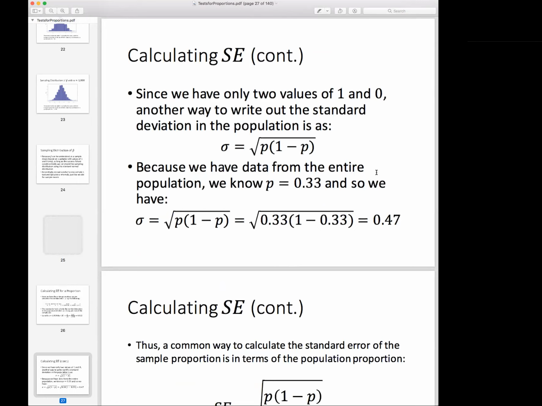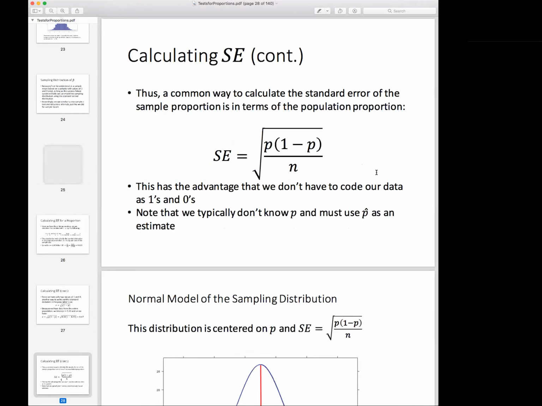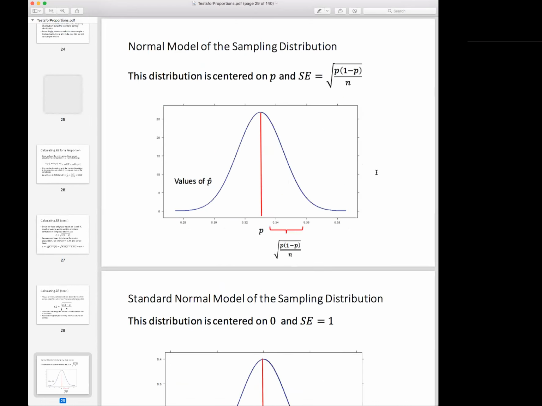So we can use our standard deviation is equal to the square root of the success proportion multiplied by the failure proportion. So here we have a success proportion of 0.33 and a failure rate of 0.67. If we multiply those two together and take the square root, we get 0.47. And that will be divided by the sample size to calculate the standard error.